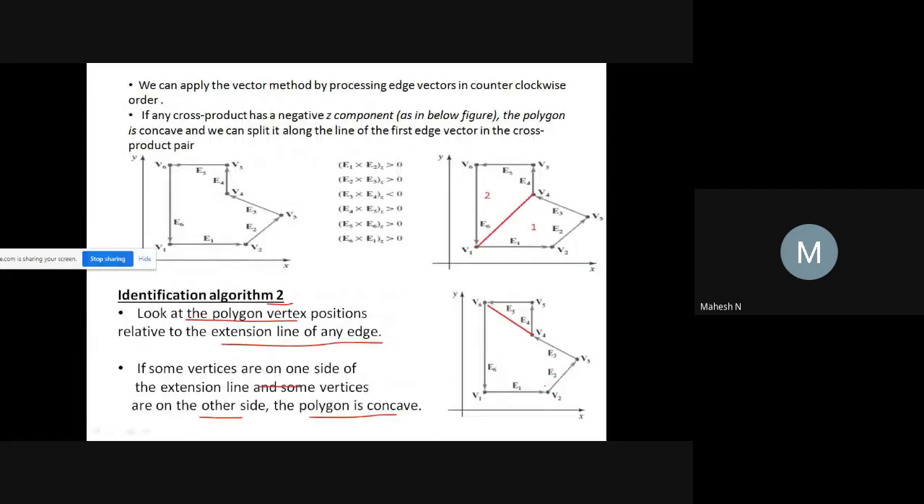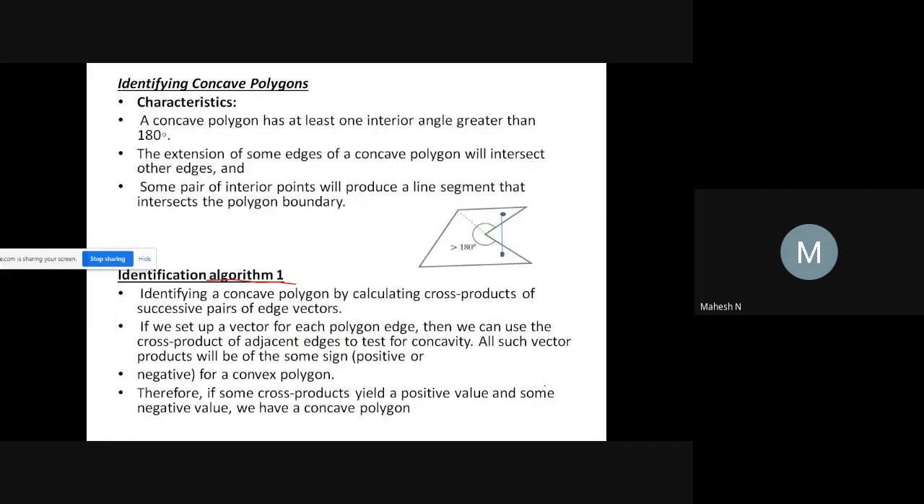So let us come to the first method, identification algorithm 1. What identification algorithm 1 says is we can identify whether a polygon is concave by calculating the cross product between the successive pair of edge vectors. So we can come to know whether my polygon is concave or convex by calculating the cross products of successive pairs of edge vectors.